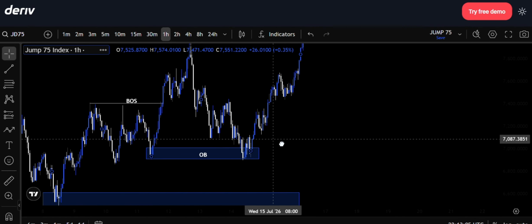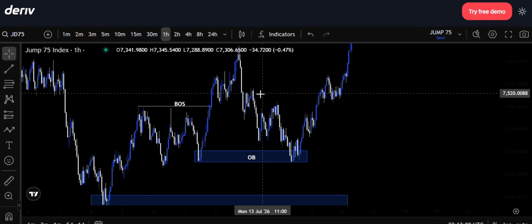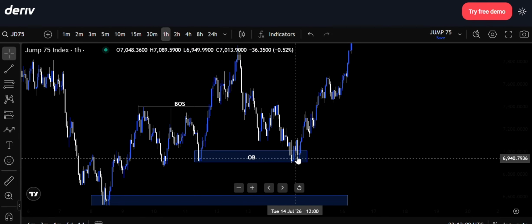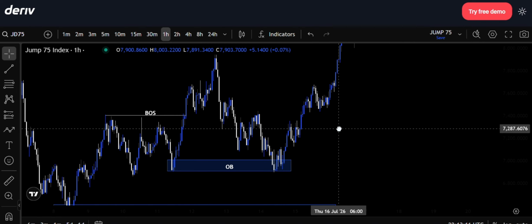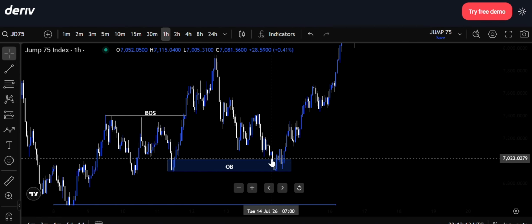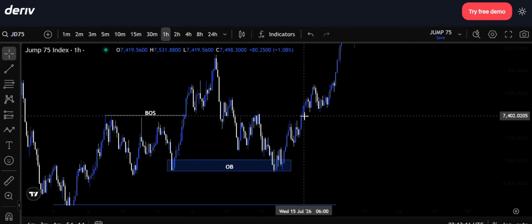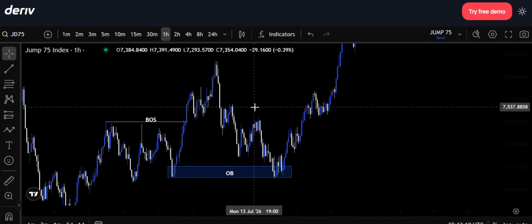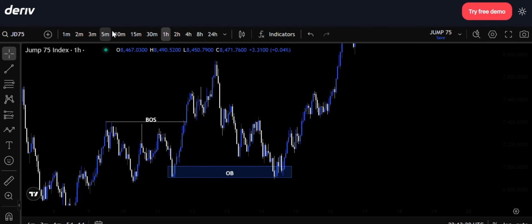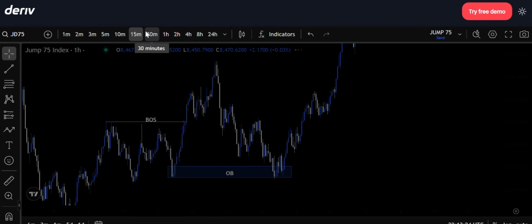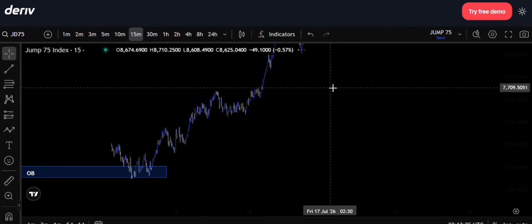But how would we have got to this entry? We use our confirmation entry. We waited for price to tap in. The moment price taps into the zone, the next thing is to look out for confirmation entry right here. The confirmation entry could be on the 15-minute time frame, 10-minute or 5-minute time frame. So let's go down to our 15-minute time frame and see if we would have gotten any confirmation.